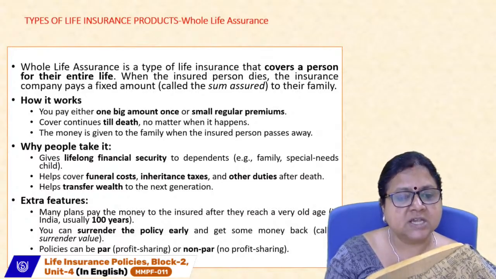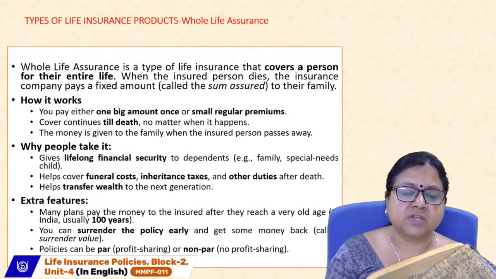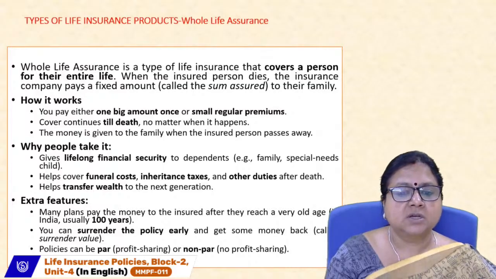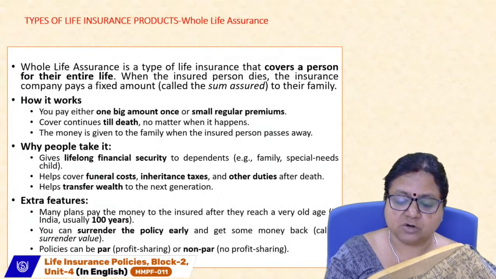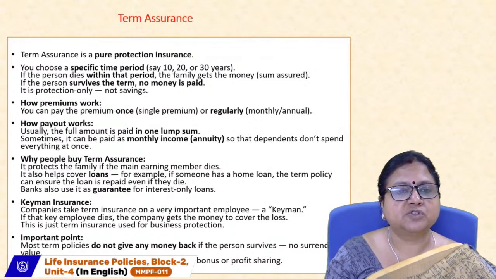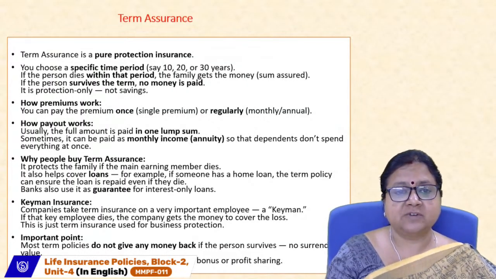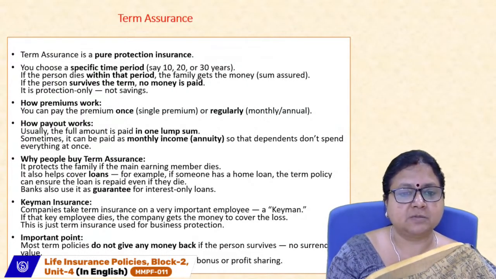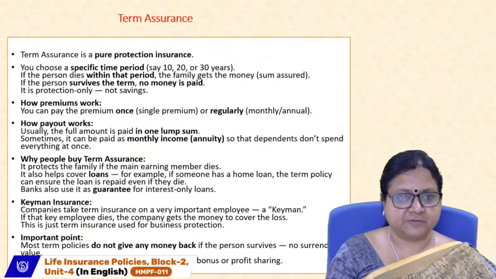And the policies can be par, that means participatory products, on a profit sharing basis, or the policies can also be non-participatory products. So when you are investing the amount in the stock market, you will not avail any sort of profits. The next category of insurance is term assurance. Now when we talk about term assurance, it is purely linked with the protection of life.